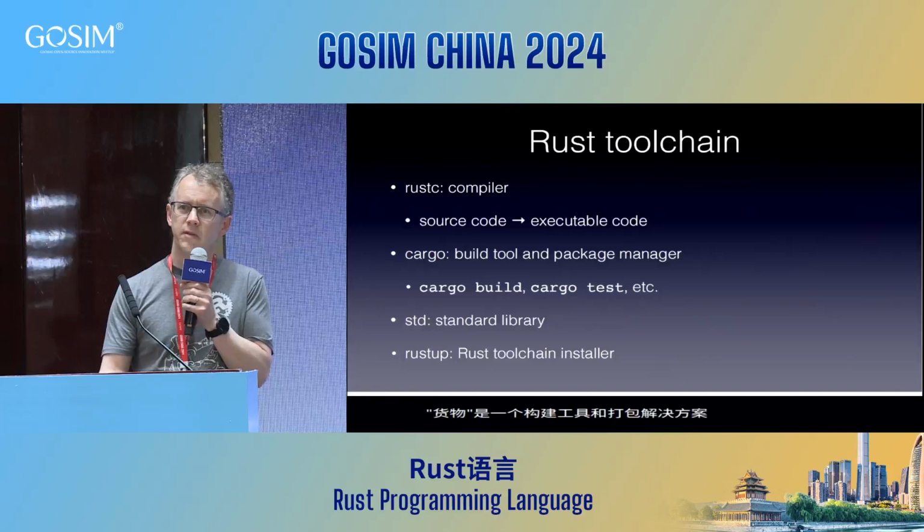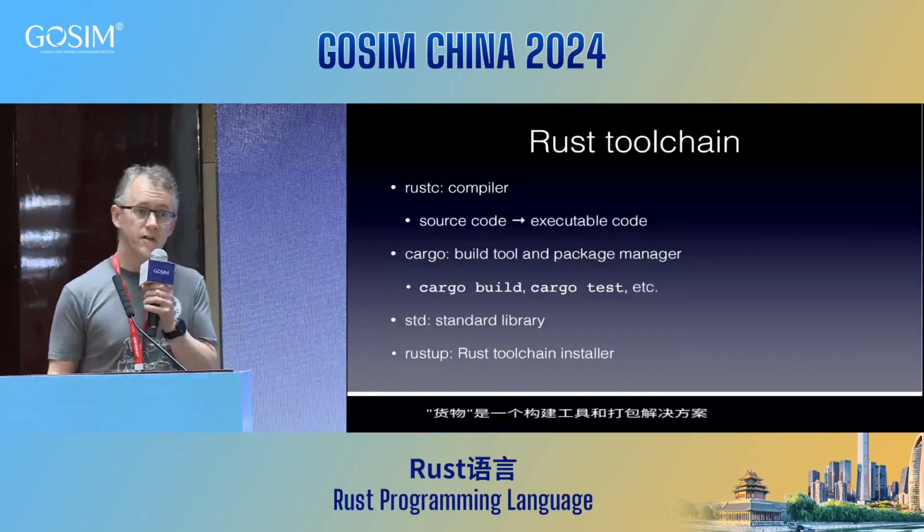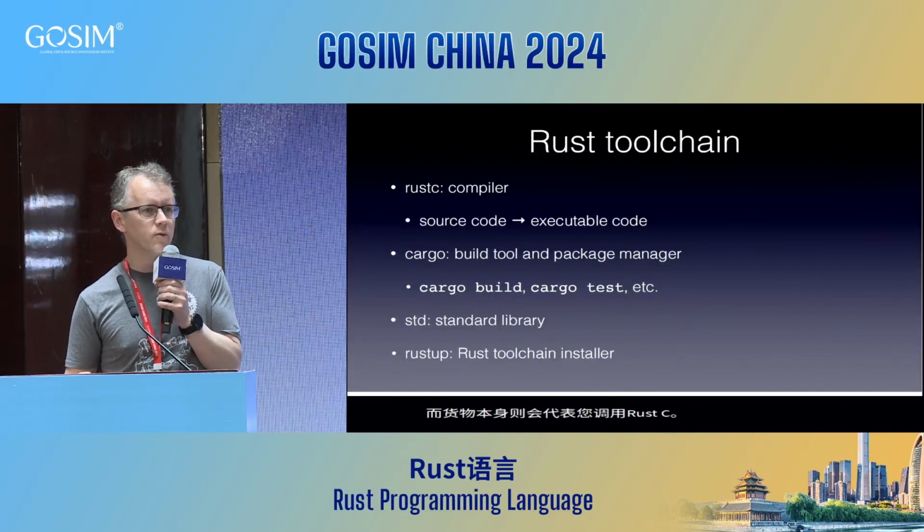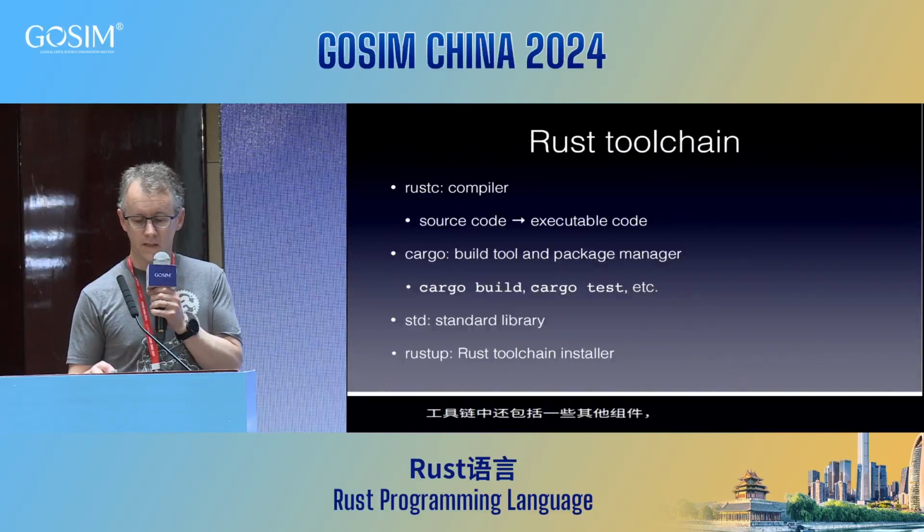There are also a couple of other pieces in the toolchain, including the standard library, which most Rust programs use, and also rustup, which is the installer program that will update your compiler when a new one comes out, and various other tasks like that.